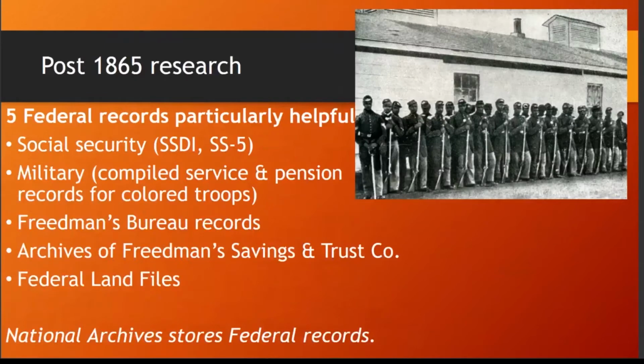For post-1865 research, there's 5 types of federal records that are particularly a good help. One is the SS5 application, which is the application that you fill out to get your Social Security benefits. Second is military records. The third is Freedmen's Bureau records. The Freedmen's Bureau was part of the Union Army. It replaced Southern government, law enforcement, and institutions because those had been destroyed during the war. The Freedmen's Bureau records include school, marriage, registers of complaints, indentures, labor contracts, correspondence, relief, and transportation requests.